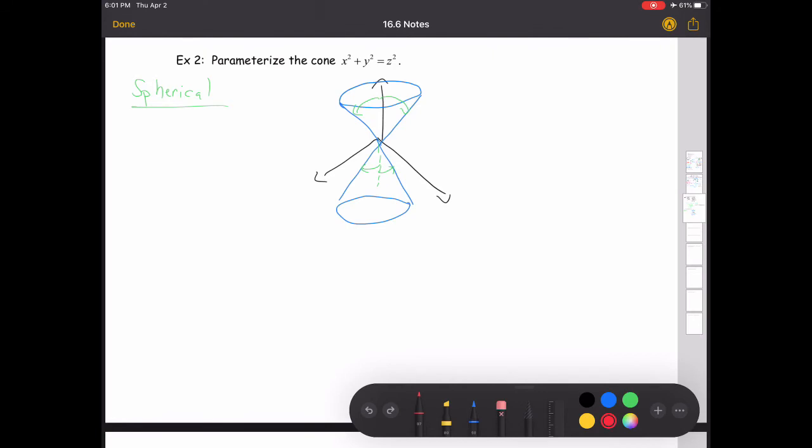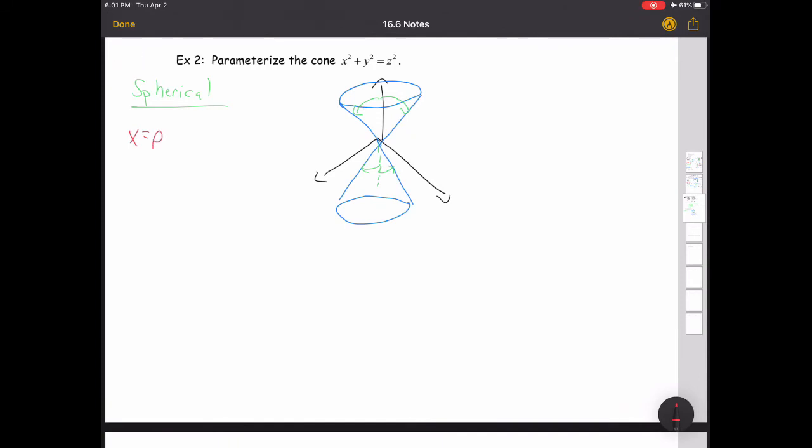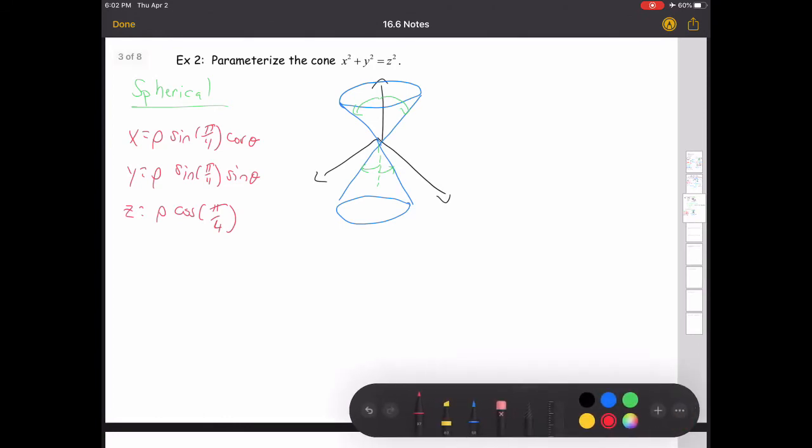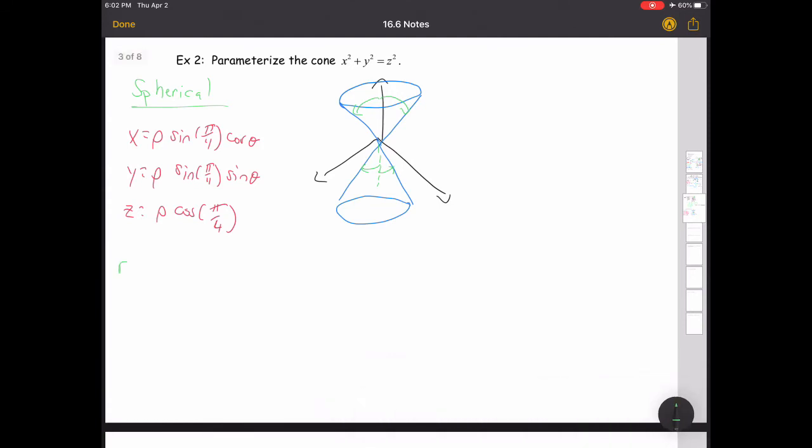So let's go ahead and write these. So x is going to be rho, that changes, sine of phi, but remember phi is constantly pi fourths here, cosine theta. And then y is rho sine of pi fourths, sine theta, and then z is rho cosine of pi fourths. So again, phi is constant, and the function here that we would get is some kind of r of rho, theta.